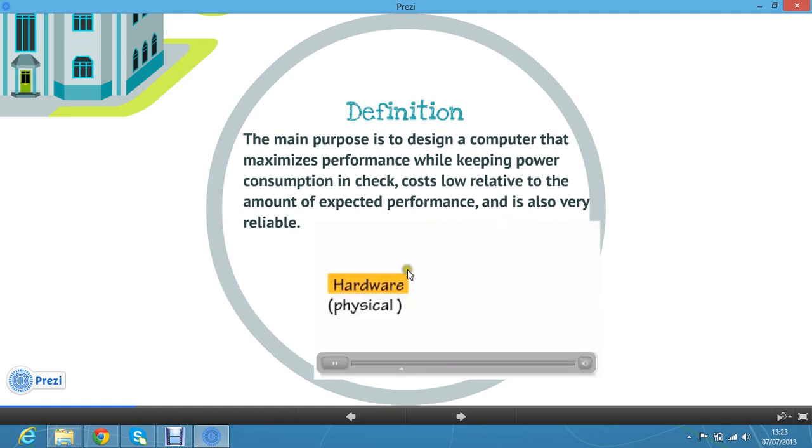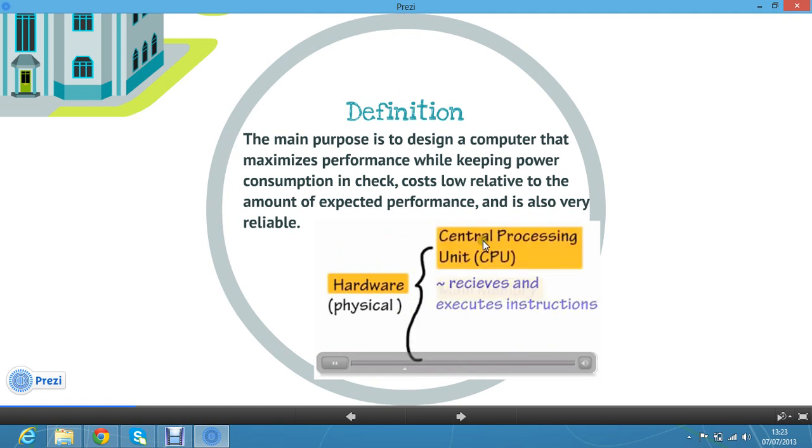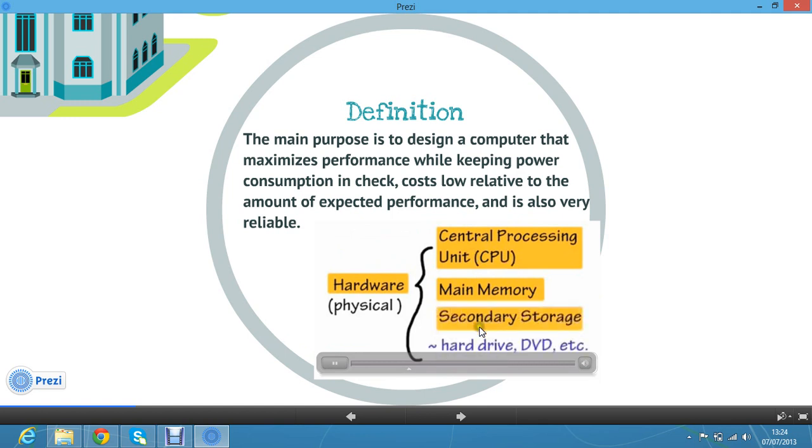The main hardware components include the CPU, or central processing unit, main memory, secondary storage devices, and input and output devices.